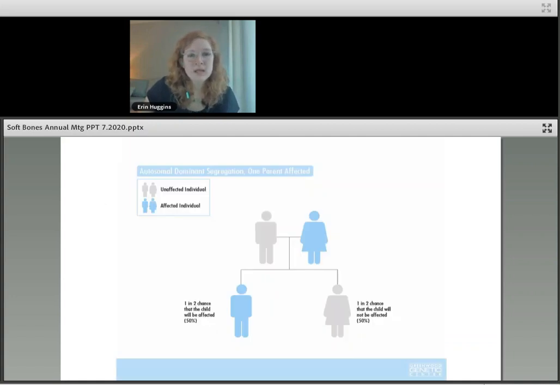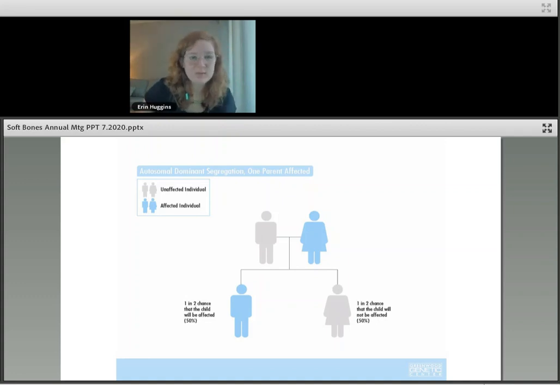So this is a little graph that I find really helpful. It might be kind of hard to see for you guys because it's a little bit light on my screen, but this is representing autosomal dominant mutations. So the blue individuals, or the darker colored individuals here, are affected with the condition, and the light colored or gray are unaffected. So in this case, we have a mother who has a dominant condition.